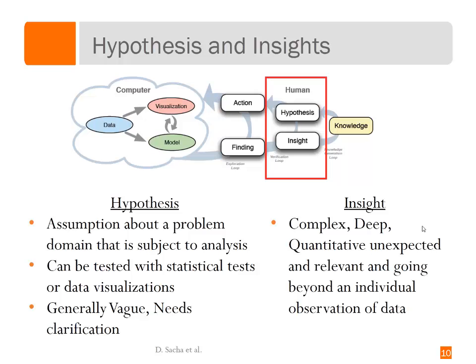When we determine that we have an insight, it's something that is complex, deep, quantitative, unexpected, and relevant that goes beyond an individual observation of data. So as we put good definitions around our terms, we might define an insight by what it's not. So it's not just a single observation. It would be two or more, a collection of data points or observations that are pointing in a particular direction.